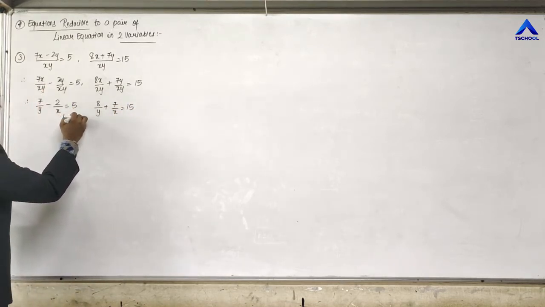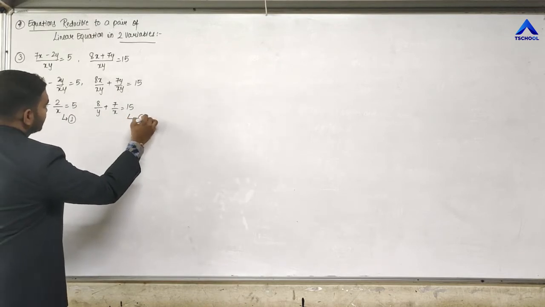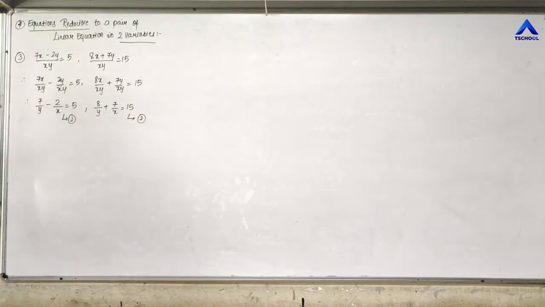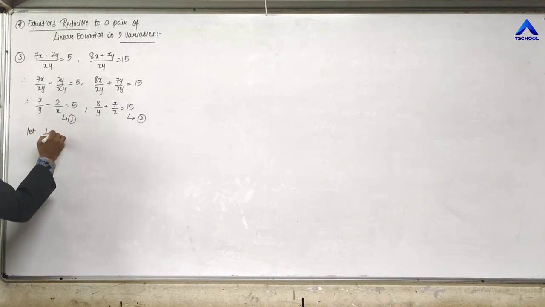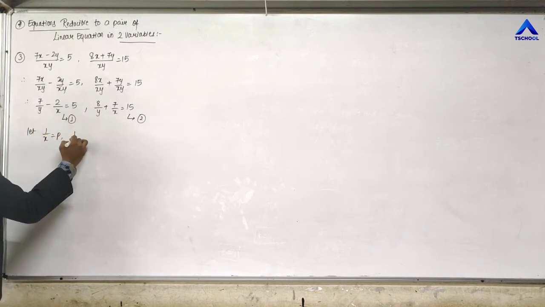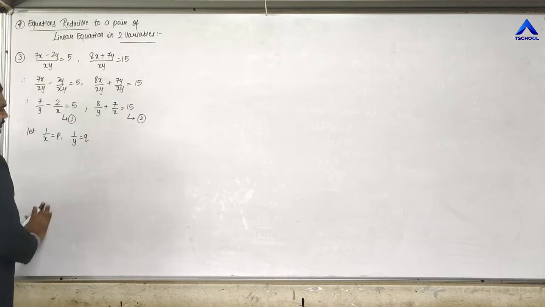Note that friends, here we got the two equations 1 and 2 such that they are now in the reducible form. So assuming let 1 upon x is equal to p and 1 upon y is equal to q.